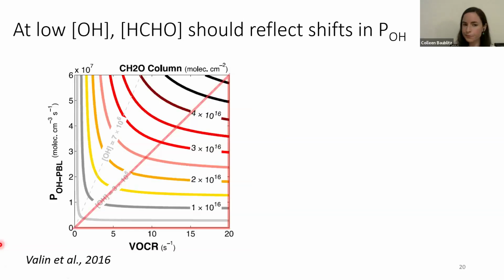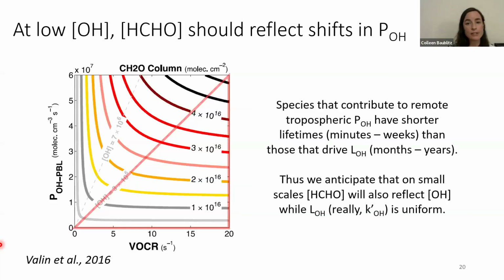Okay, and so we anticipate that OH should be sufficiently low over the regions that ATom sampled that it should hold, and this would be a nice place to test this theory. And so just to reiterate or recall, species that contribute to remote tropospheric OH production generally have shorter lifetimes than those that drive OH loss. And so given that we anticipate formaldehyde is reflecting shifts in OH production, it should also reflect shifts in OH concentration, while OH loss, or really OH reactivity, is uniform.